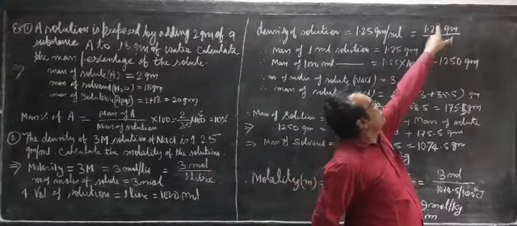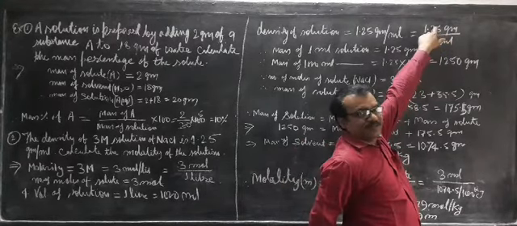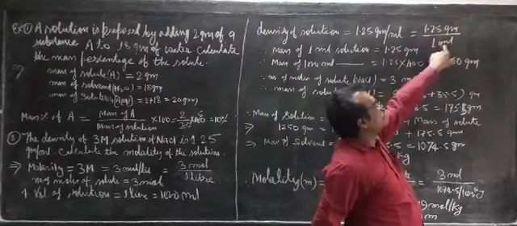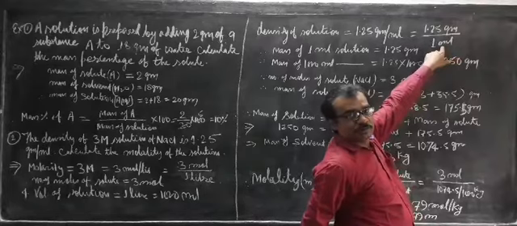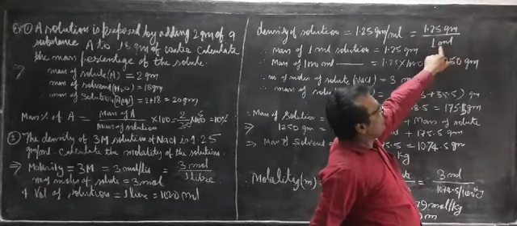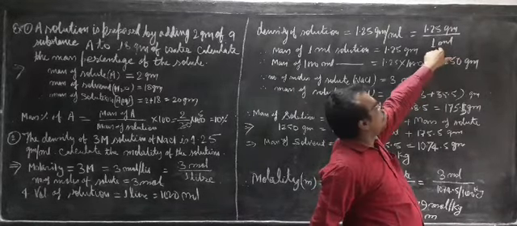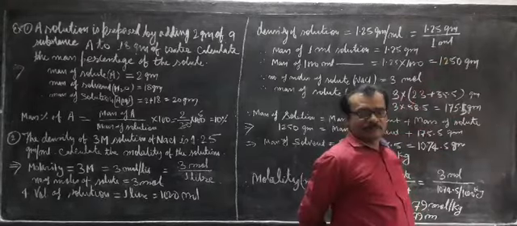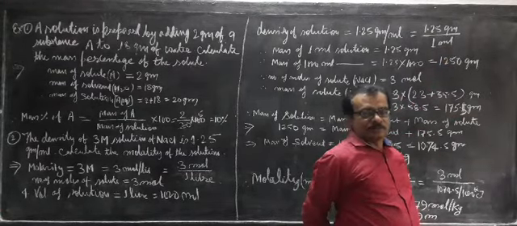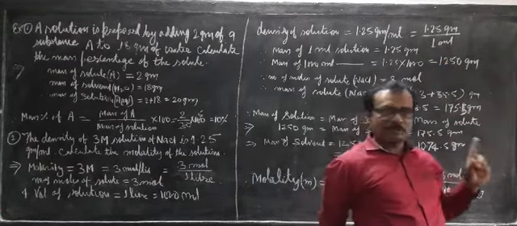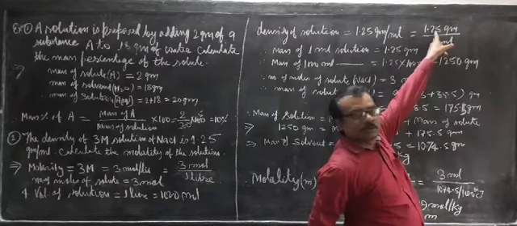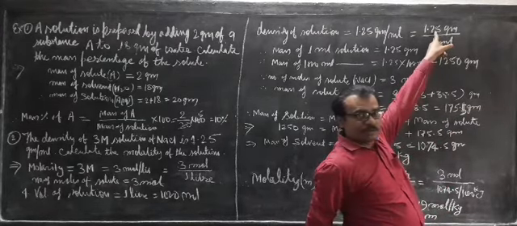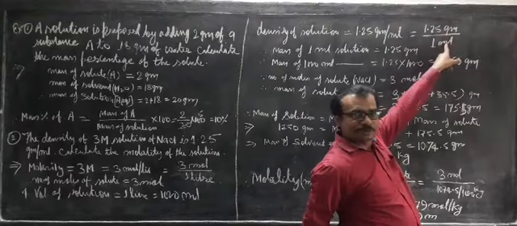Now this is the mass of the solution, and here is the volume of the solution. It means 1 ml of solution has a mass equal to 1.25 gram. That is the mass of the solution, and that is the volume of the solution.